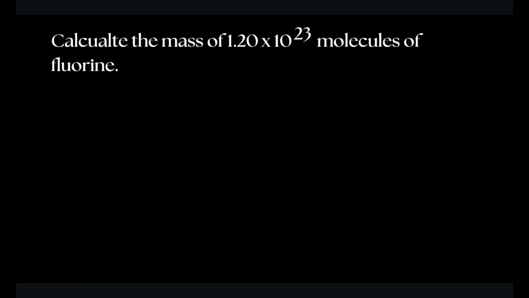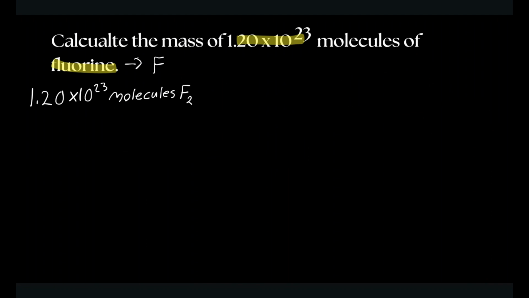Taking a look at the next example, we are going to calculate the mass of 1.20 times 10 to the 23rd molecules of fluorine. So we are starting off with the 1.20 times 10 to the 23rd molecules of our fluorine, which is going to be our F2. Now, our fluorine is a diatomic. So whenever we have fluorine, it is going to be our F2, meaning that we have 2 of the fluorine atoms.